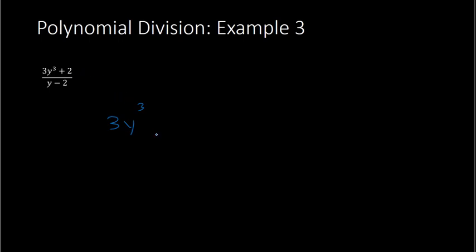Well, you need to put in zeros for the parts that are missing. So we're missing a y squared, so put a 0 in for y squared. We're missing y to the first power, so put 0 y to the first power. And then we put plus 2. And then that's divided by y minus 2.